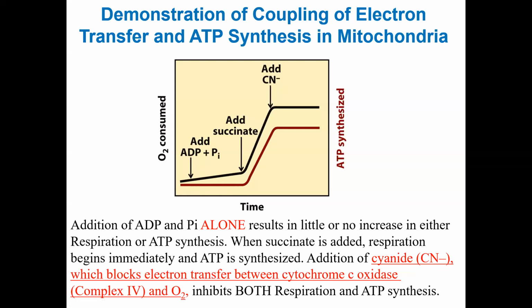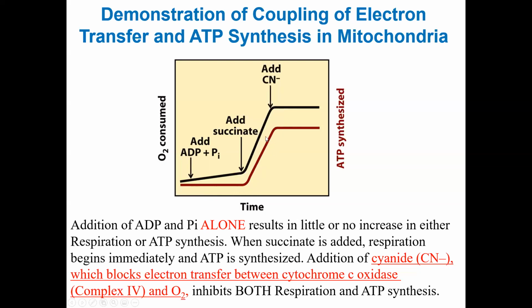right? So when they add ADP and inorganic phosphate alone, it results in little or no increase in either respiration or ATP synthesis, right? But when you add an oxidizable substrate like succinate, then you can see that respiration begins. Respiration is consumption of oxygen, right? Respiration begins immediately, and then as the respiration begins, ATP synthesis also begins.